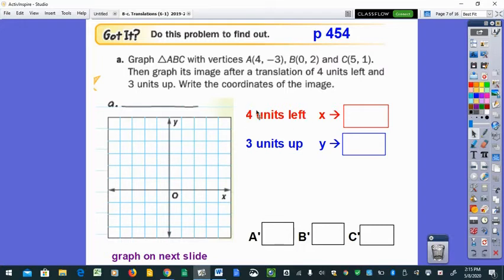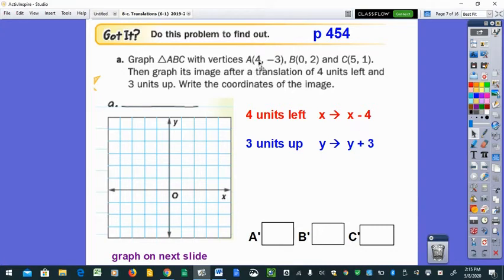So the first thing we're going to do is connect that to the translation notation. So remember that left, right gets connected to X, and up, down gets connected to Y. So if we're talking 4 to the left, you're going to take your X coordinate, and left would be subtract 4. If you're talking about up, that would be positive, so you're going to take your Y and add 3. And this is the translation notation.